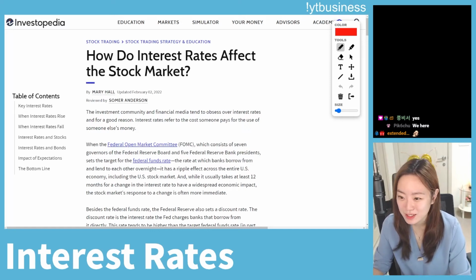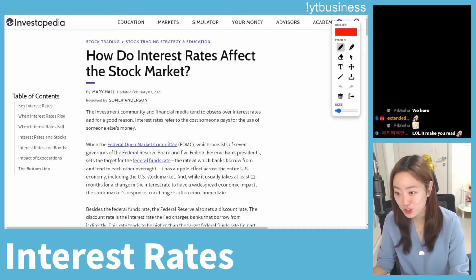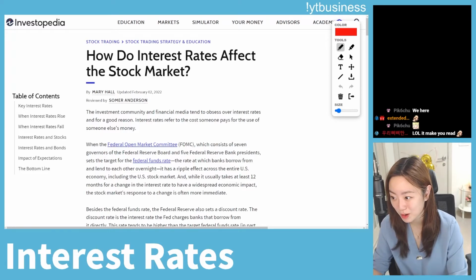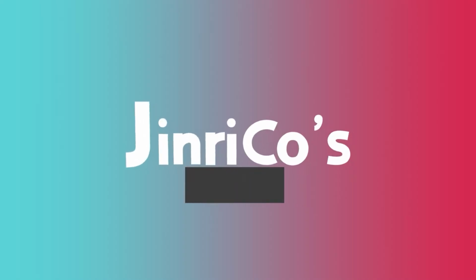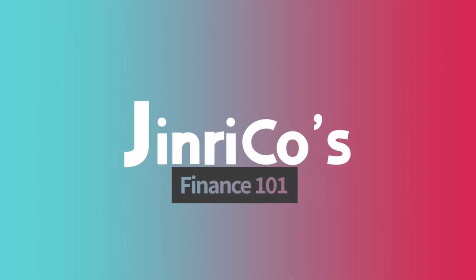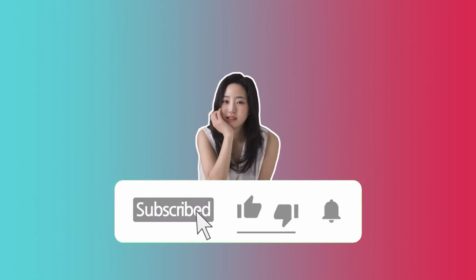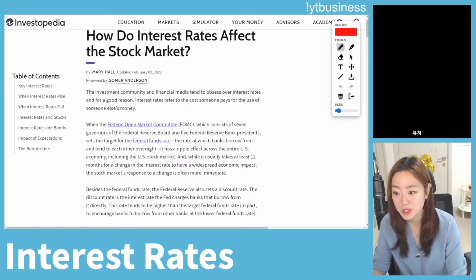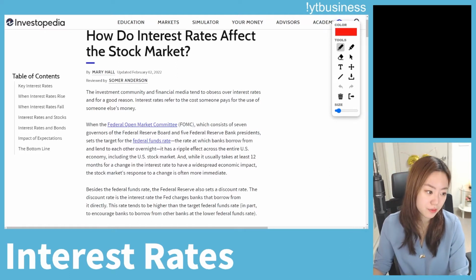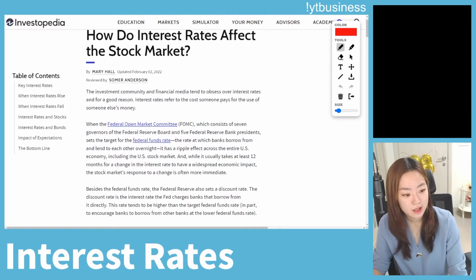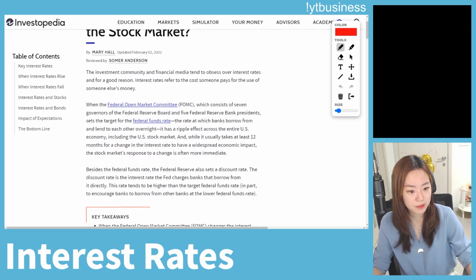So, hey guys, we're going to start learning about how interest rates affect the stock market. The investment community and financial media tend to obsess over interest rates, and for good reason. Interest rates refer to the cost someone pays for the use of someone else's money. Yay! We learned what an interest rate is, guys.